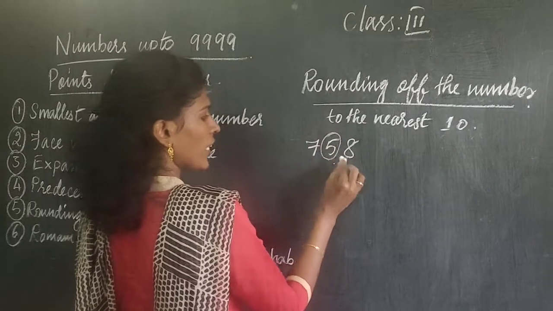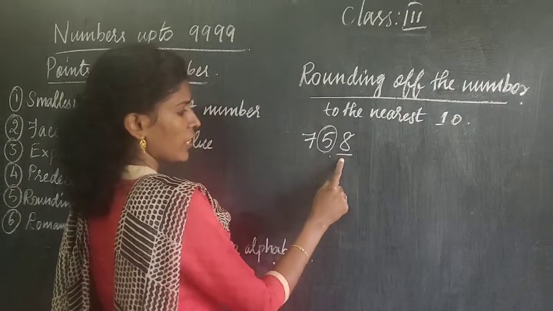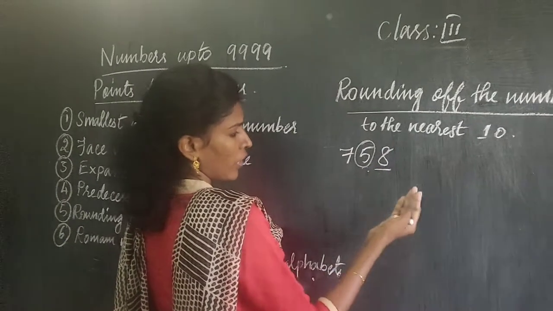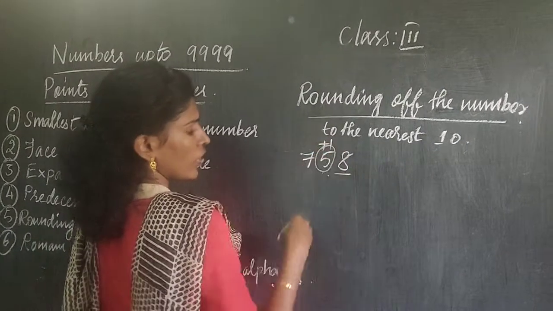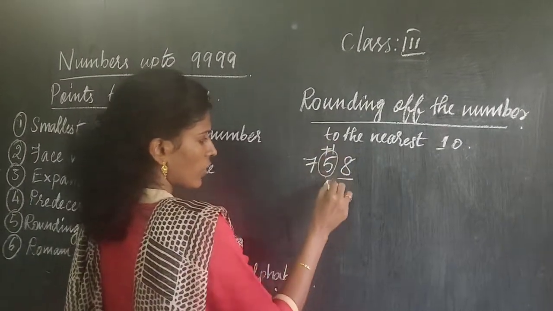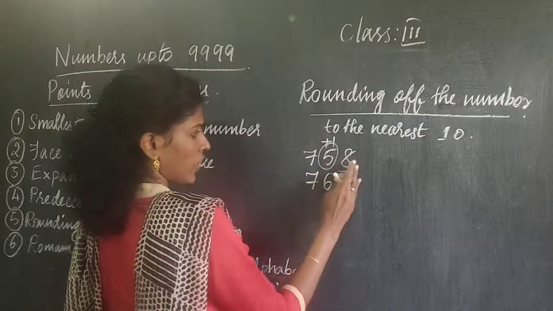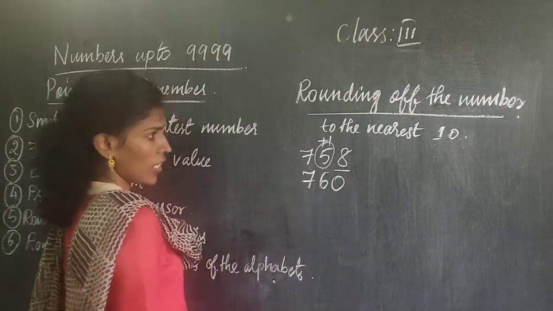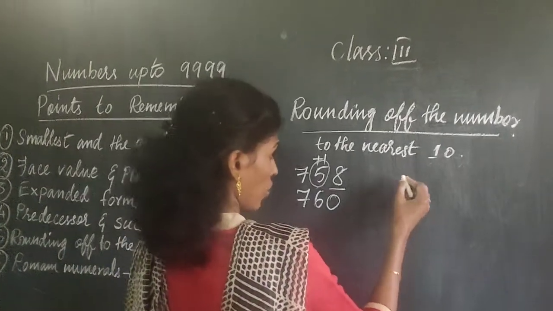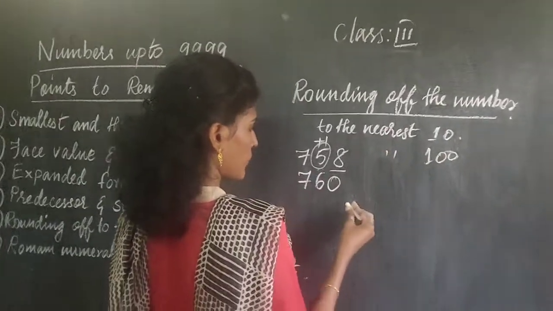Now you have to look at the next number, the number on the right side. The next number is 8. If it is above 5 or equal to 5, then you add 1, and this 8 is above 5, so you will plus 1. So if you plus 1, this will be 6, the left side numbers will remain the same, and the right side number will become 0. So this is rounding off to the nearest 10. Suppose rounding off to the nearest 100.